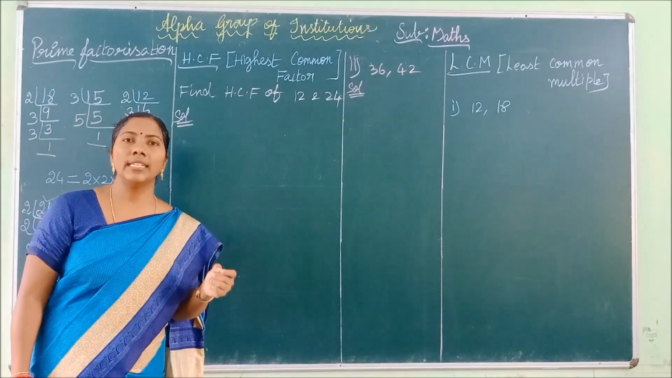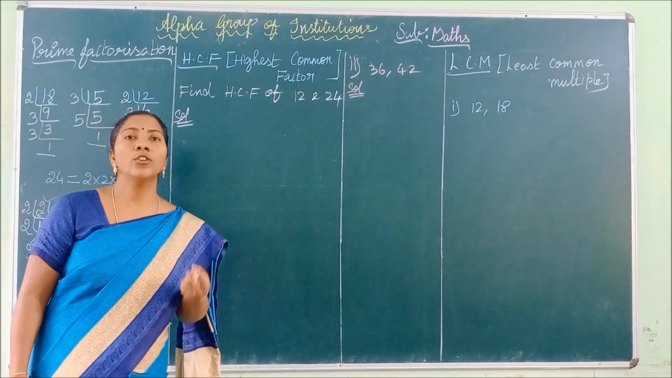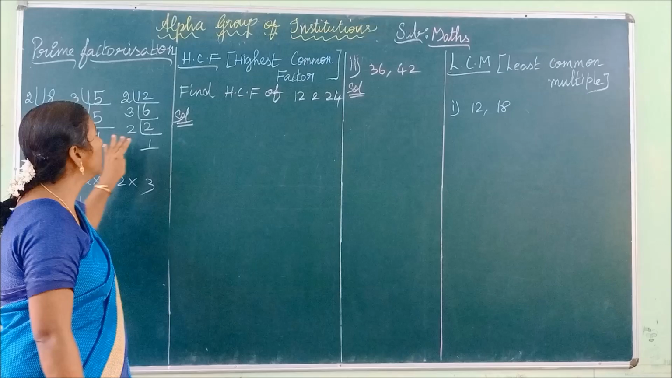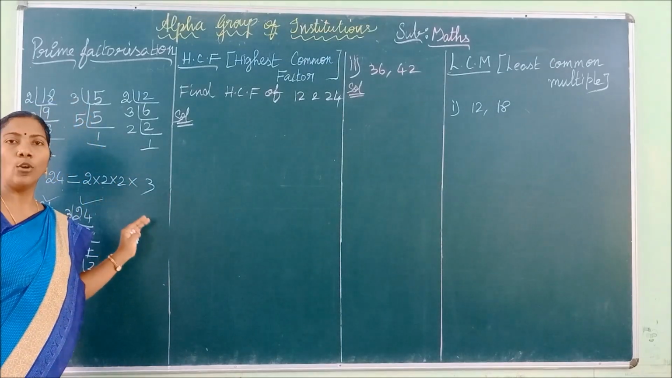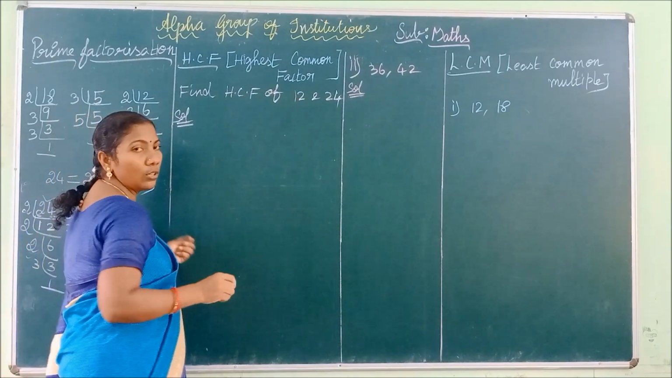Next we are going to see an important concept, HCF. HCF means highest common factor. We can find the HCF for more than 2 numbers. How do you find the HCF of given numbers? By using this prime factorization method, we are going to find that. Okay. First, see the question: 12 and 24.